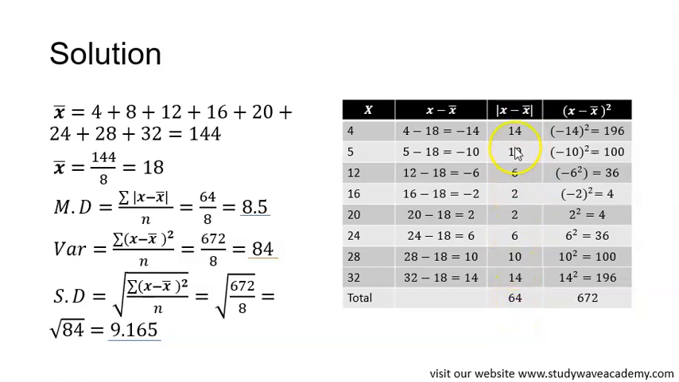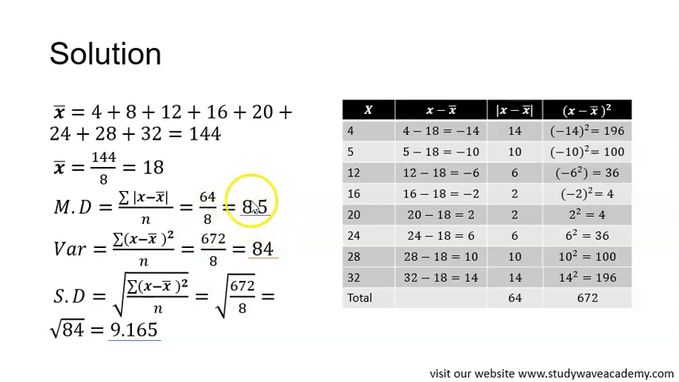So we have gotten our absolute value. The sum of the absolute values of x minus x bar is 64. Over the number, remember the number is 8, right? 1, 2, 3, 4, 5, 6, 7, 8. So over 8. 64 divided by 8 is going to give you 8. Did you get that when you divided?